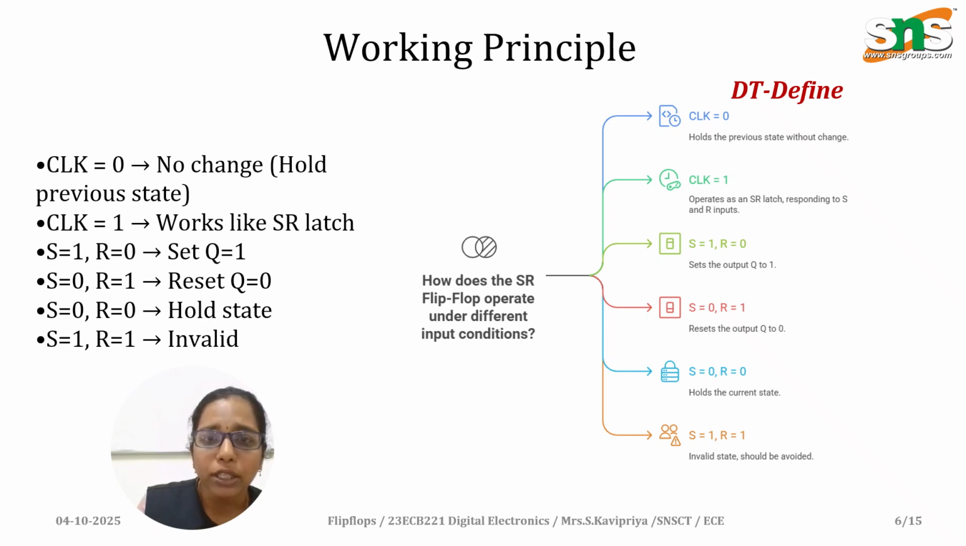Next is the working principle of the SR flip-flop. When the clock pulse is 0, there is no change in the output. Whatever data was stored previously will be the output. When clock is equal to 1, it works like an SR latch only. When the input is 1 and 0, the output will be 1. When the input is 0 and 1, the output will be 0. When both inputs are 0, it holds the previous data, and when inputs are 1 and 1, it is an invalid condition.